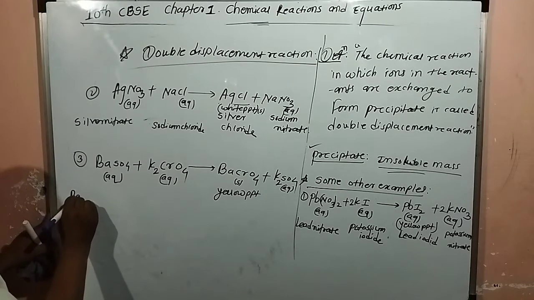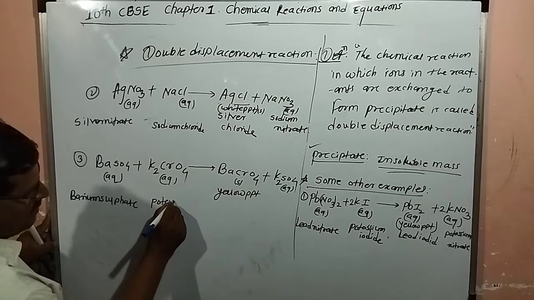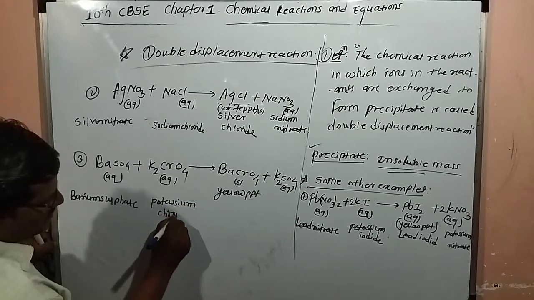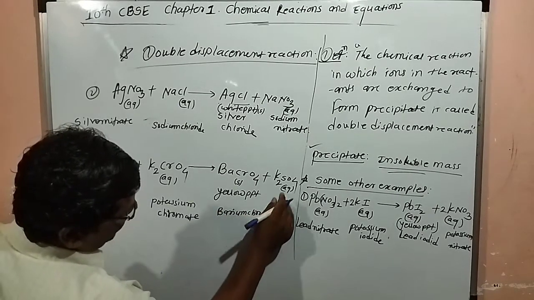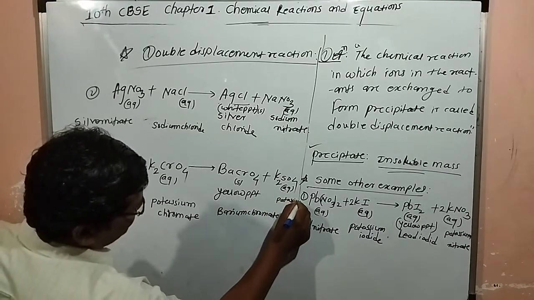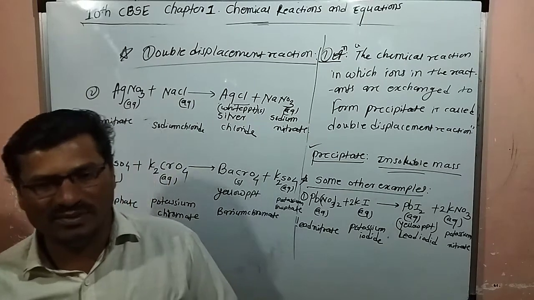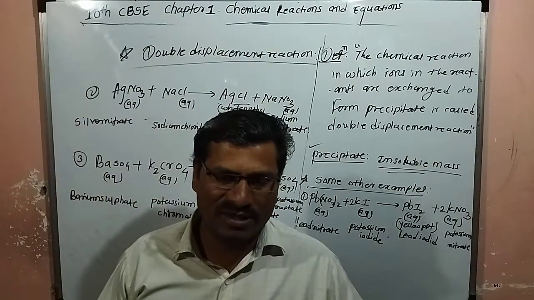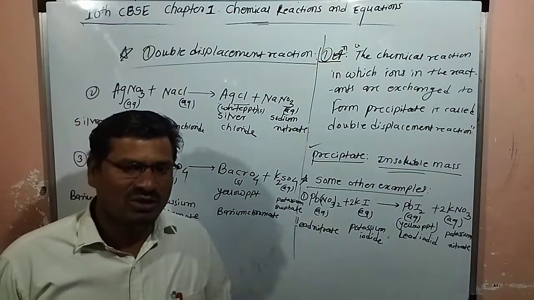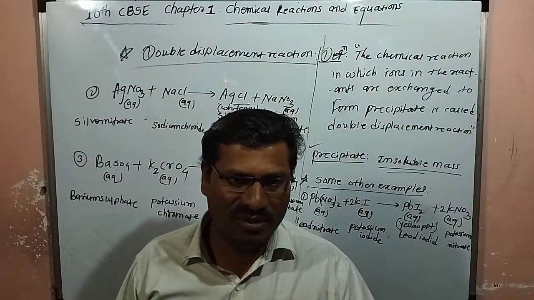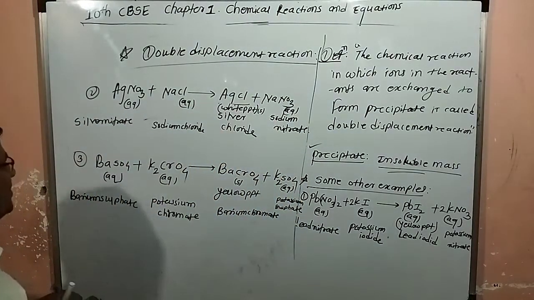So the names are barium sulfate, potassium chromate, barium chromate, and potassium sulfate. So in this way, there are these examples of the double displacement reaction. We have already studied what double displacement means, and four examples of it. Now we are going to study other types of chemical reactions: oxidation reaction, reduction reaction, and redox reaction. One by one we'll see which are those reactions.